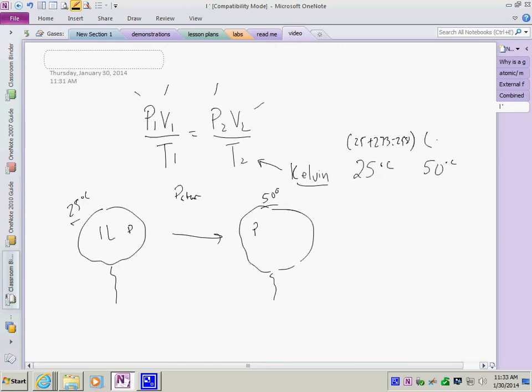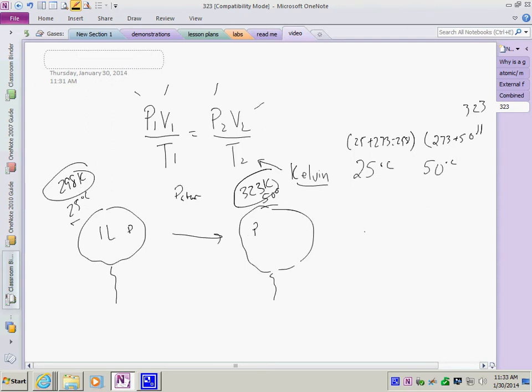And then this one is going to be 273 plus the 50. And this is going to give me 323 degrees. So I have 298 Kelvin going to 323 Kelvin. So in reality, number-wise, I increased, but not that much. If I went from 300 to 600, I would double my volume.